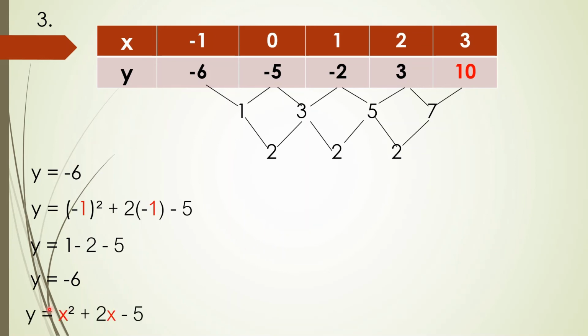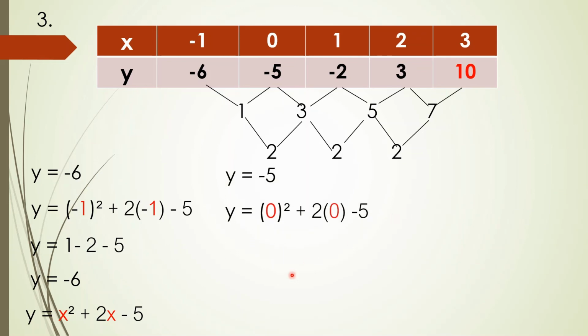So, kaya yung pinalitan natin na 1, yun ang gagawin natin x. X squared plus 2x minus 5. First pattern natin yan. So, tingnan natin kung yung given natin na x at saka yung y natin na magiging sagot ay magmamatch doon sa ating pattern. Ibig sabihin, yun ang magiging pattern natin sa lahat. Okay, tingnan natin. Y is equal to negative 5.